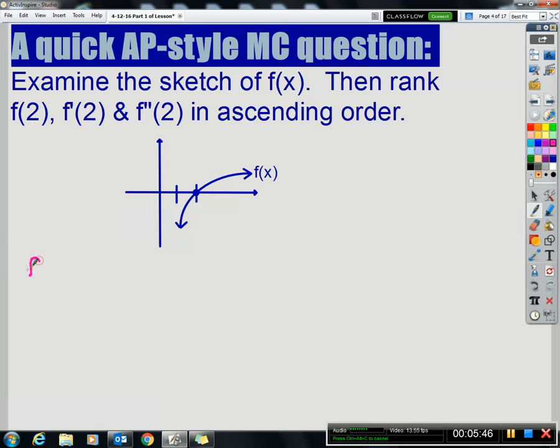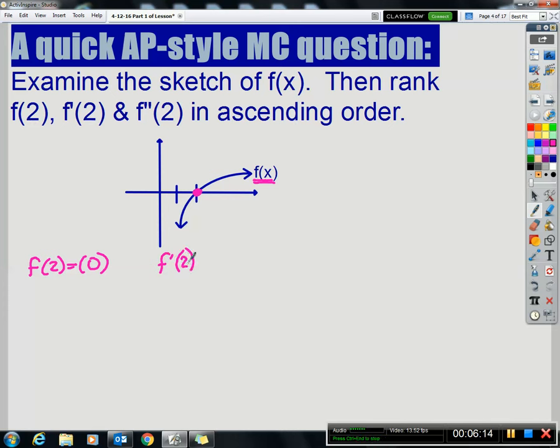Now, if you're thinking, how in the world would I find f of 2? Remember, this is the graph of f of x. So I can see from the graph that f of 2 is just equal to 0. Well, how would you be able to tell anything about f prime of 2? I'll remind you that f prime of 2 would be the slope of the graph at x equals 2.